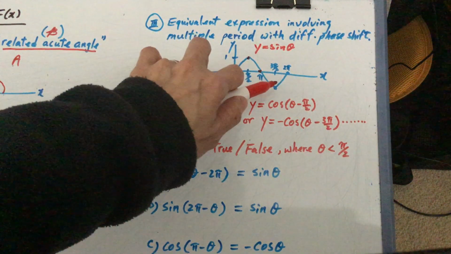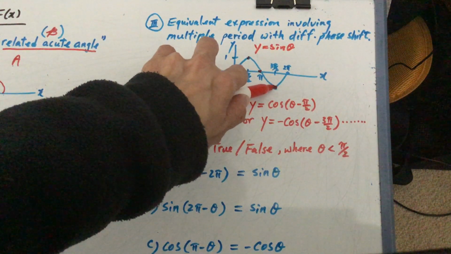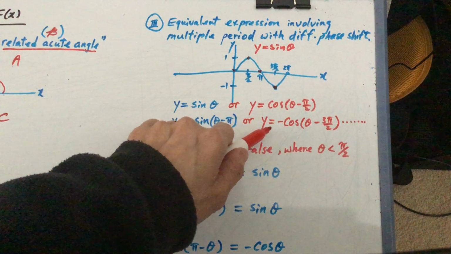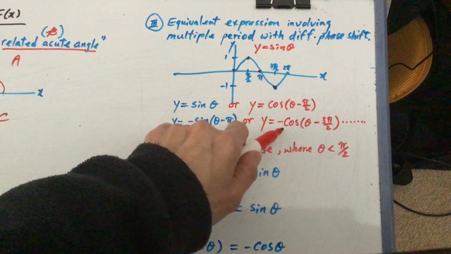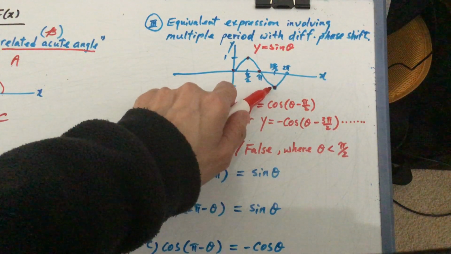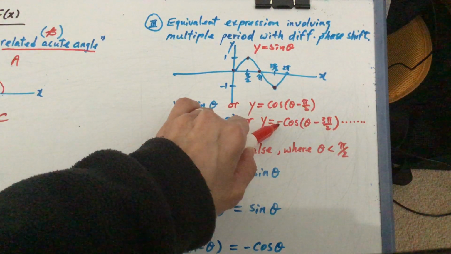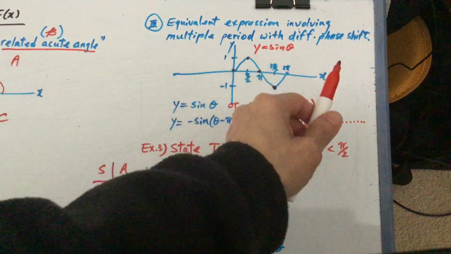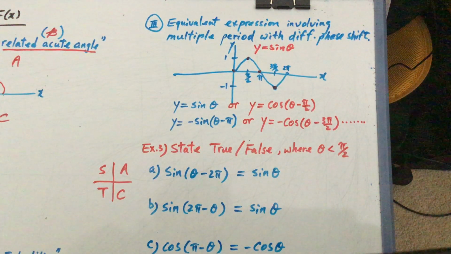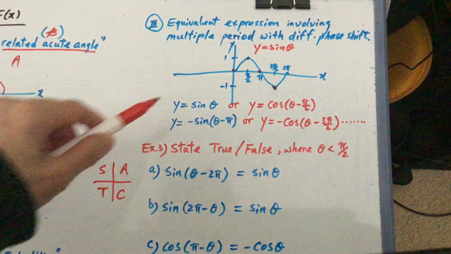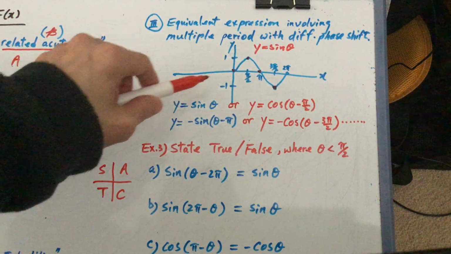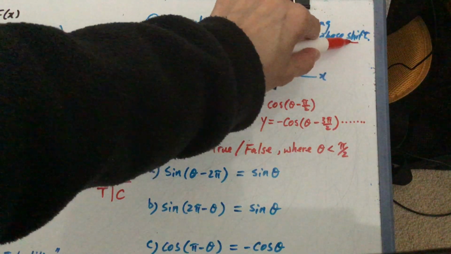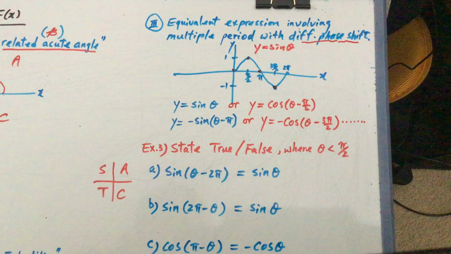But again, if I'm using another point like this one as my starting point, the minimum, then I can also give myself another function in terms of cosine. But because I'm starting from the minimum, I need to have a negative amplitude, and then with the phase shift of 3 pi over 2. So this kind of equivalent expression depends on the starting point that we use, and with a different starting point, we will also have a different phase shift. Okay, so that is the other type.